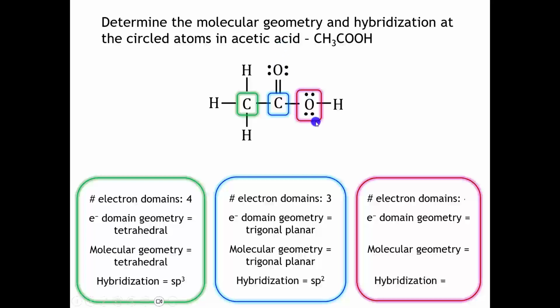Finally, we have the oxygen atom. The oxygen atom has 2 bonds to it, so 2 bonding domains and 2 non-bonding pairs. So there are 4 electron domains, which means the electron domain geometry is tetrahedral, just like the first carbon. Now the molecular geometry here is bent because 2 of the electron domains are non-bonding. But the hybridization is determined by the electron domain geometry, not the molecular geometry. So the hybridization at this oxygen is sp3.